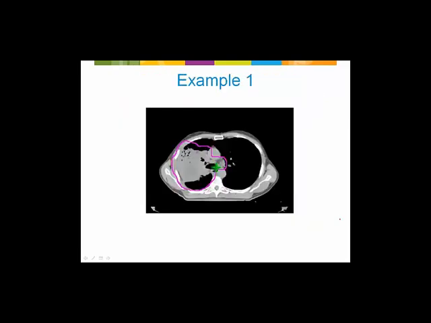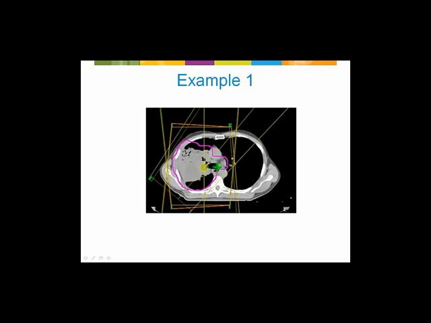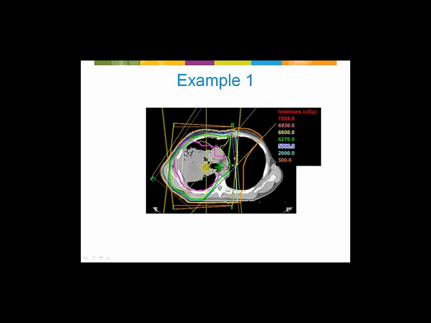With hybrid RapidArc, the planning time was the same as the last case. We put our template on with our ant and post and our partial arc, and we get a good solution. Conformality is pretty good, dose is off the cord, contralateral lung is spared. Okay? Now, we started treating clinically in January. We've done about 16 or 17 patients thus far.